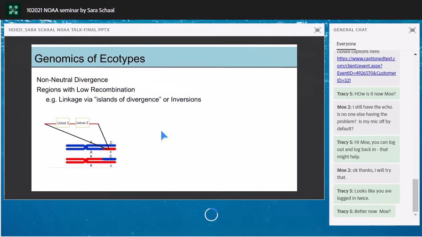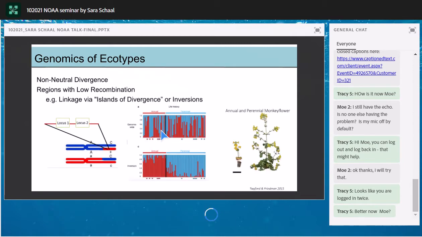And we're often seeing now, within ecotype populations, these inversions are coming up more and more often as harboring the genetic basis for their divergence.